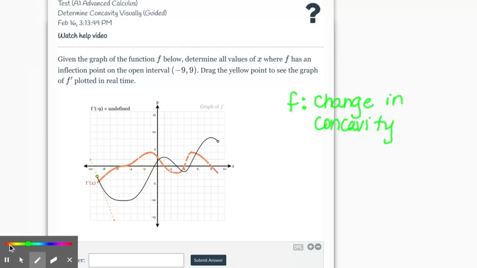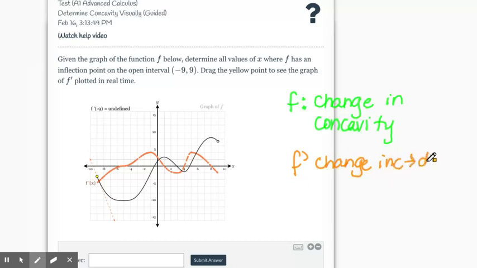For F prime, inflection points for F: if F is changing concavity, or if F has an inflection point, then F prime would have a change of increasing to decreasing or vice versa. That's a spot where that's going to happen. Okay, so change in concavity.